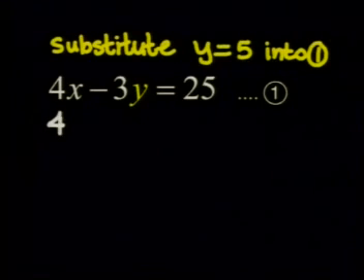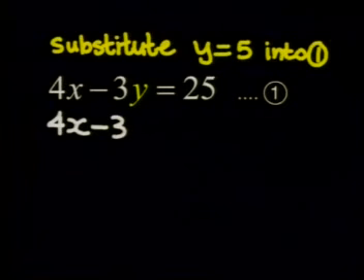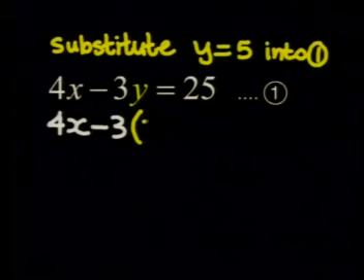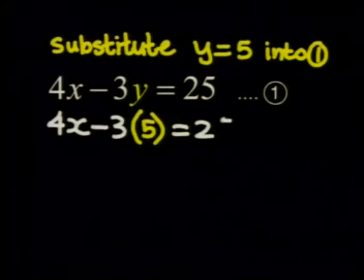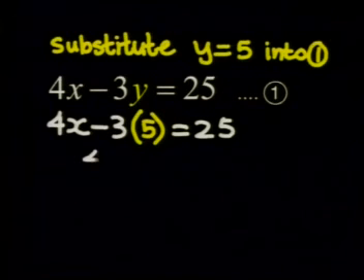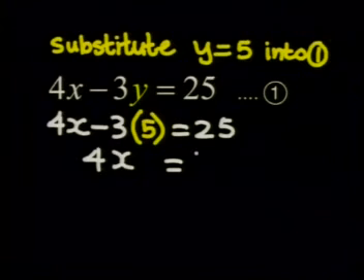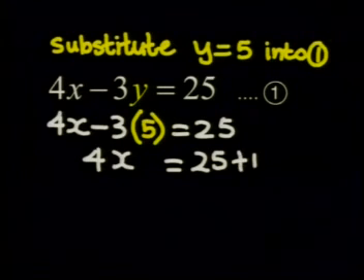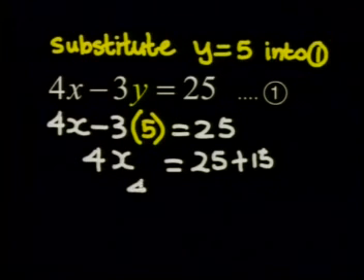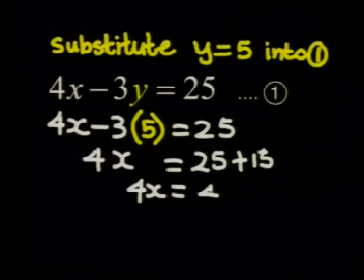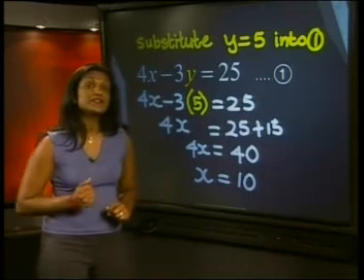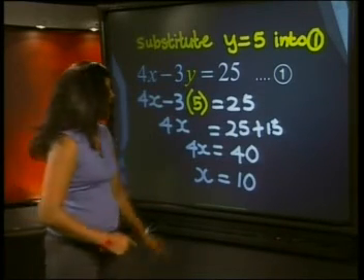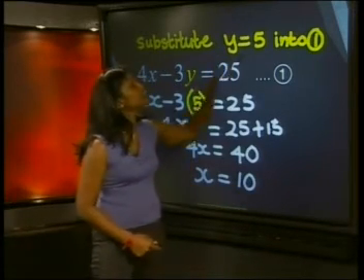We get 4x minus 3 times 5 is equal to 25. This simplifies to 4x is equal to 25 plus 15, which gives me 4x equal to 40. Dividing by 4 on both sides gives us x equals 10. So our simultaneous solution is x equal to 10 and y equal to 5.